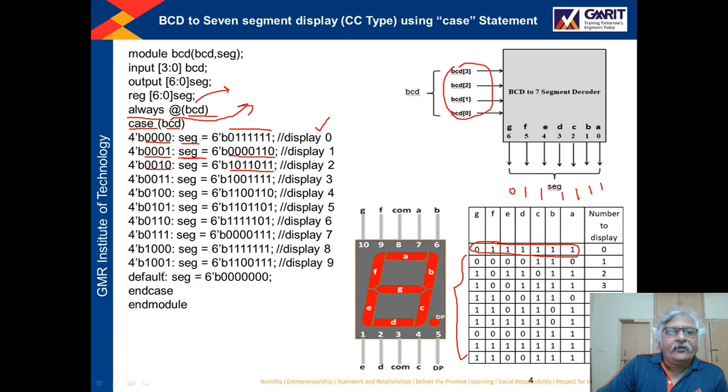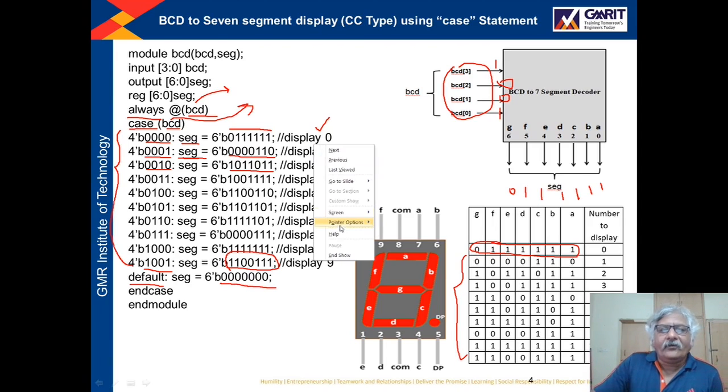For example, in this case 1, 0, 0, 1. If the BCD inputs are 1, 0, 0, 1, it means we want to display 9. To display 9, we have to send this output from the BCD to 7 segment decoder. And in the last, default case, if the BCD value is not in this range, then all the outputs will be 0. Nothing will be displayed. Okay. So this is the Verilog code.